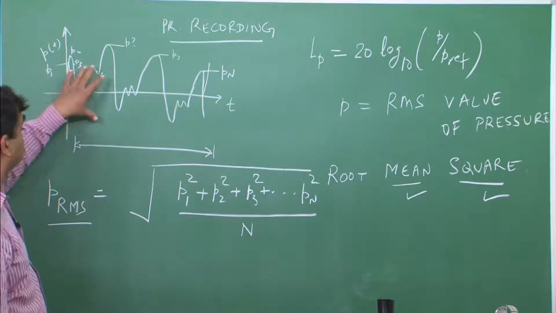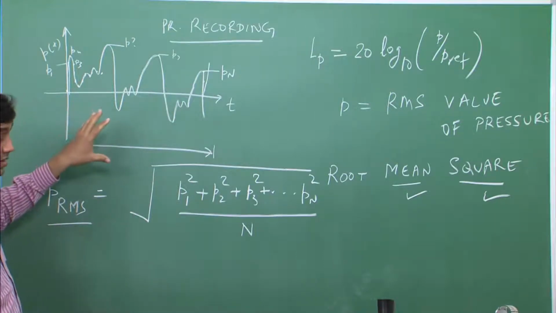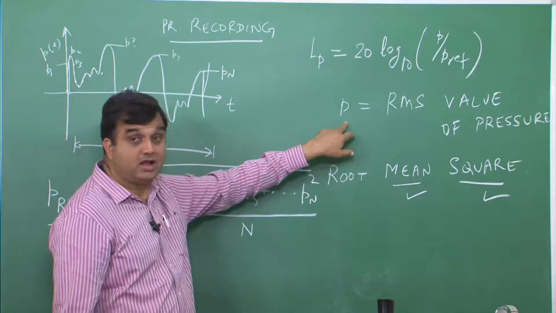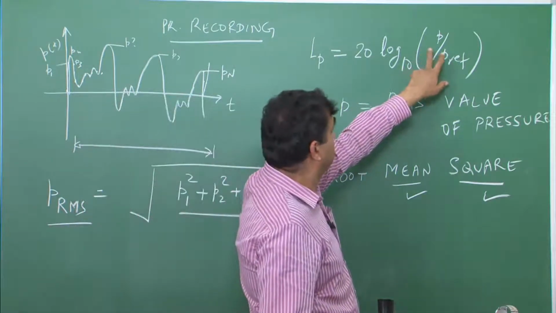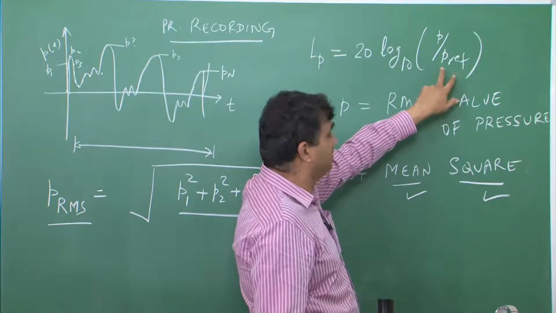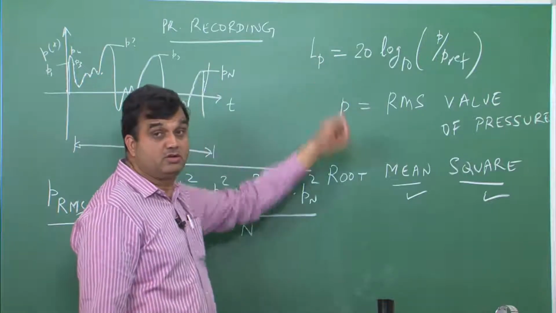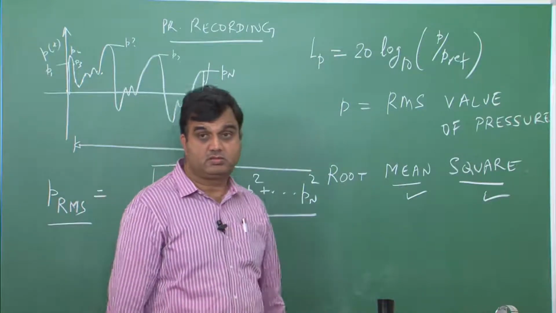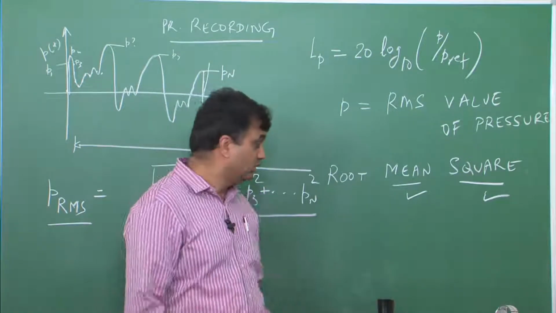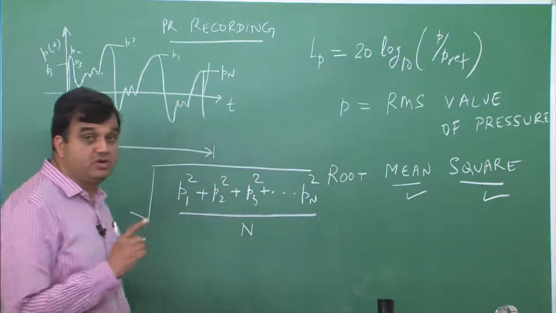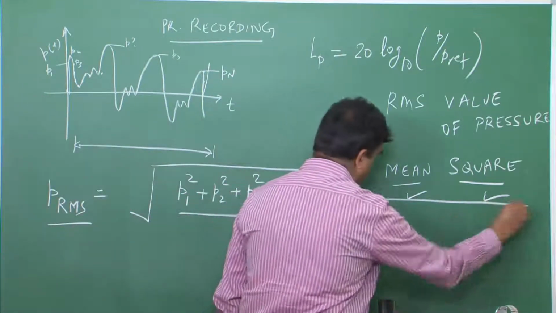So it's important to understand that if I have data like this, and I have to calculate decibels, I have to calculate the RMS value of the pressure. That RMS goes into this formula. I divide that P RMS value by the reference pressure, which is 20 micropascals, and then I use this formula to calculate the sound pressure level. And this shortcut is only for sinusoidal waves.